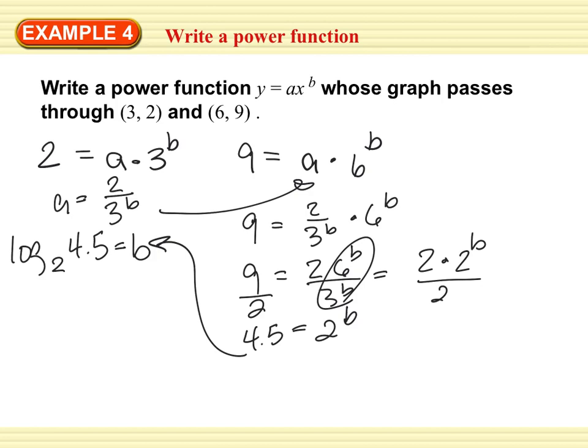I can actually calculate that. Log 4.5 divided by log 2. So use your change of base, which everyone's doing differently. I get b equals 2.17. Cool. Almost done. So I know that a equals 2 over 3 to the 2.17. Just use my calculator.